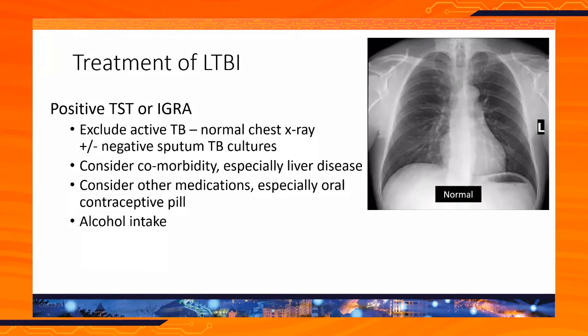Assuming this is done, you then consider both the comorbidity, especially liver disease, and what other medications the patients are taking because of interactions between the treatment for latent TB infection and these medications. And one important one is the oral contraceptive pill, because many of these patients are young and at least half of them will be female. And then finally, you should be conscious of the alcohol intake your patient might have, because this can increase the risk for liver disease and interact with the medications also.